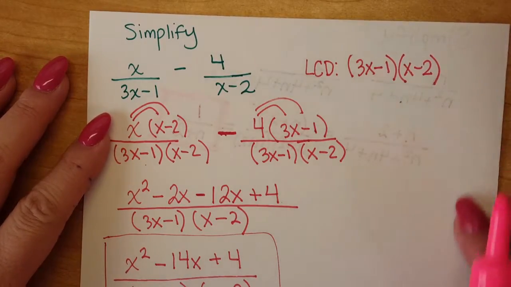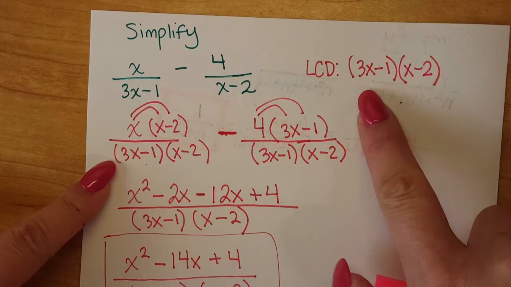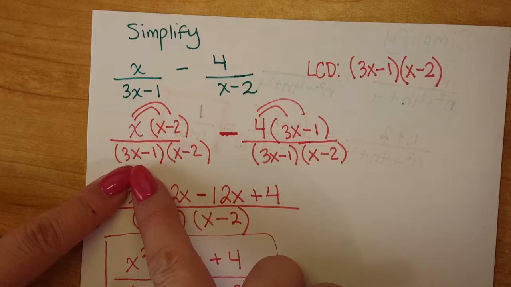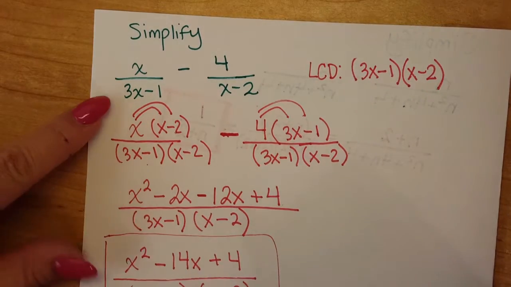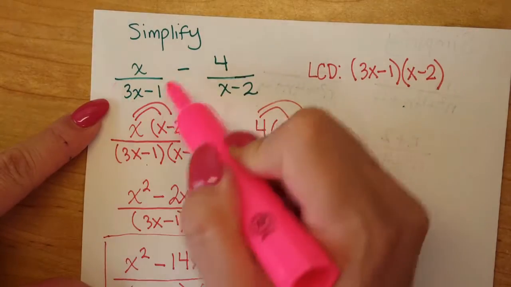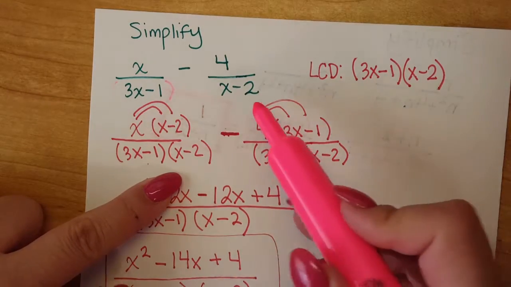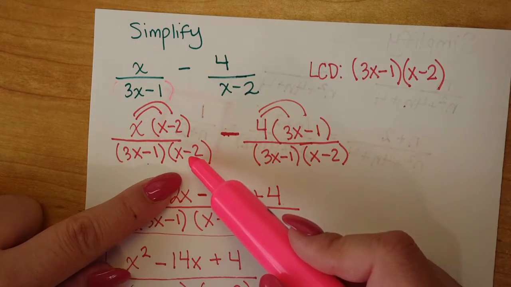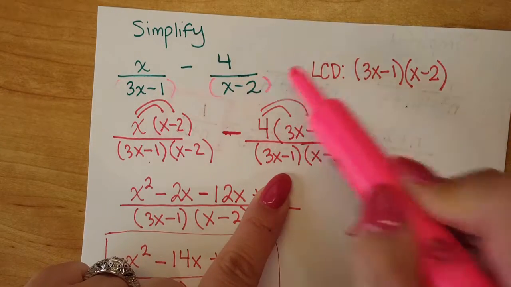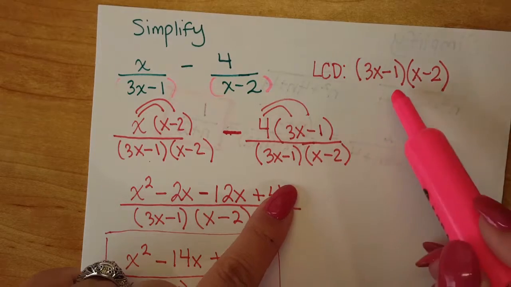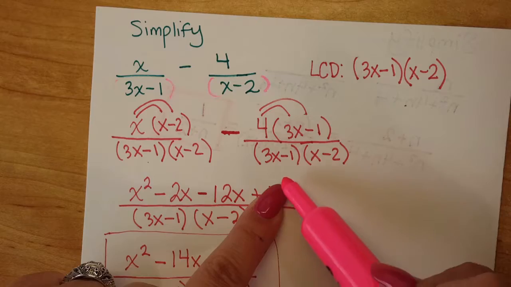I want to go back and emphasize our LCD. Once you find your LCD, your goal is to get the same denominator for both fractions. So in the first fraction, we have 3x minus 1, but we're missing x minus 2. So therefore, we're going to multiply by x minus 2 top and bottom. In the second fraction, we have an x minus 2. So we're missing a 3x minus 1. So we're going to go ahead and multiply by 3x minus 1 top and bottom.